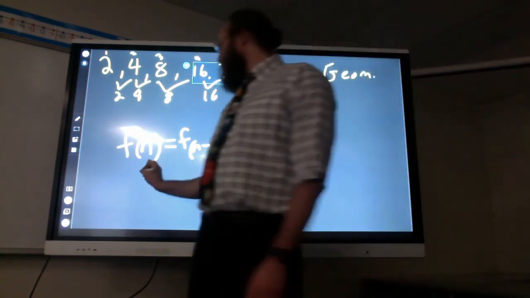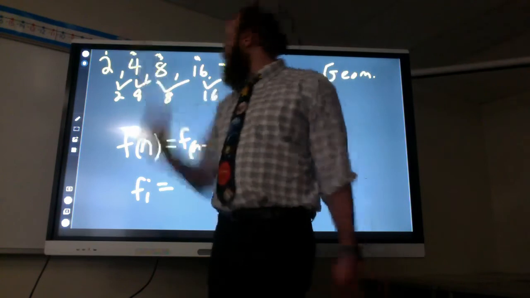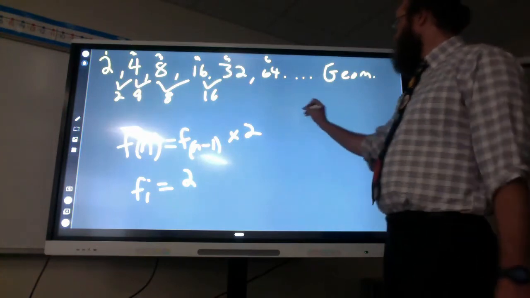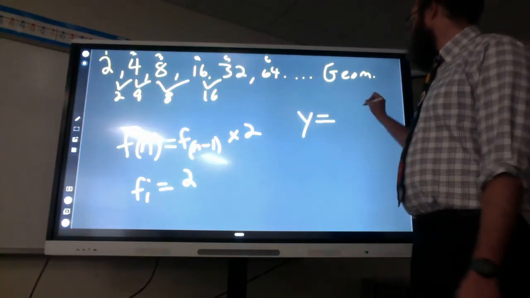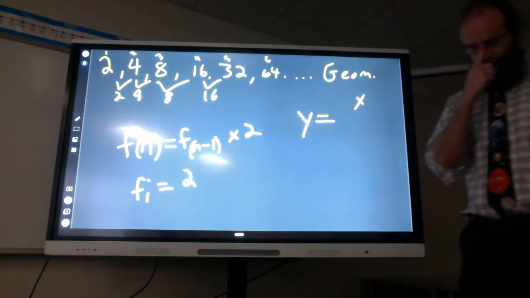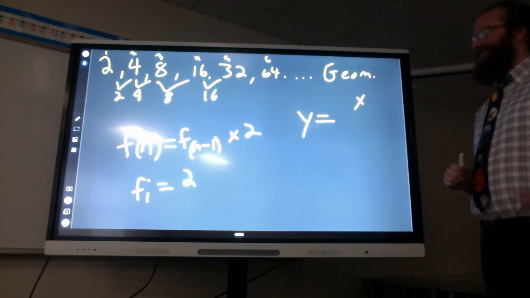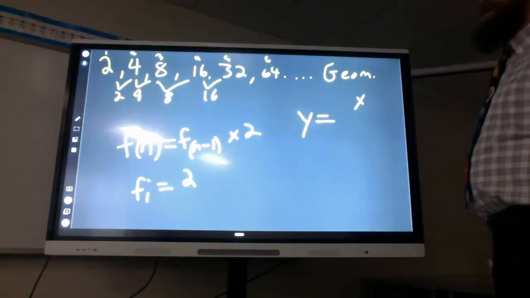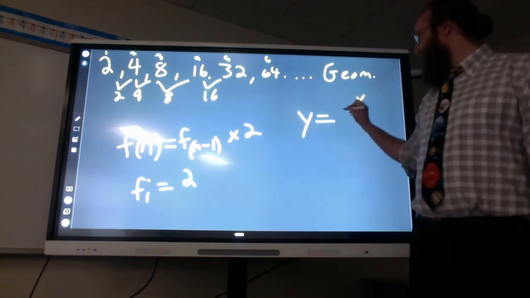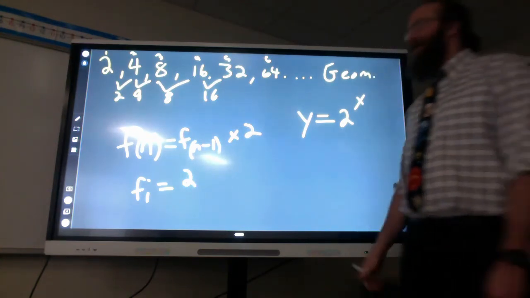Okay, last part of the recursive is we just have to figure out where it starts. And f of 1 in this case equals 2. And the first step equals 2. For our explicit, it's always going to look like y equals x, something. In this case, since we know it's a geometric sequence, our x is going to be an exponent. Okay, so we're going to have something raised to the x value. I know right off the bat that we are multiplying by 2 from our recursive equation, so our base is going to be 2 in our explicit equation. Y equals 2 raised to the x power.